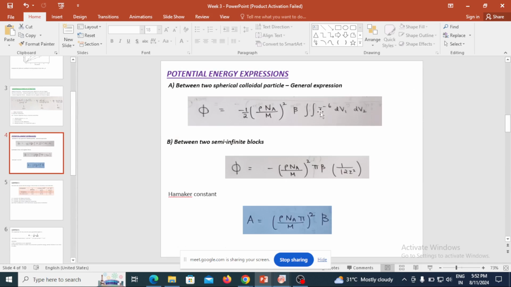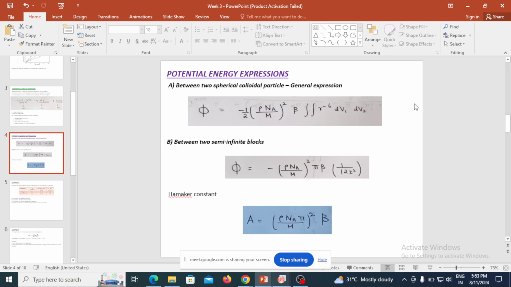So this is beta. Then rho is nothing but the density, m is the molecular weight of the colloidal particle that you are taking or of the system that you are considering, Na is the number of atoms, and then you have this v1 v2 r power minus 6. So that is like one particular sphere and another sphere when they are separated by a distance of r. So that is the meaning of this expression.